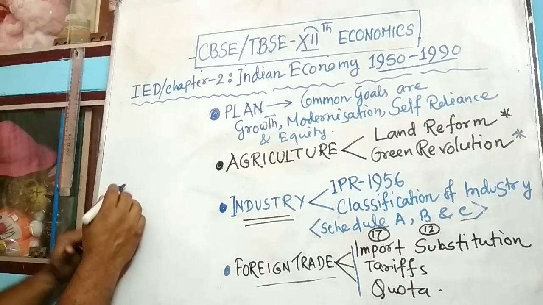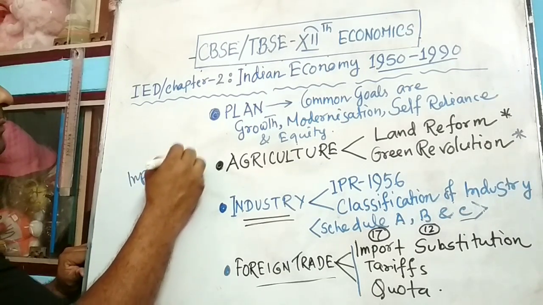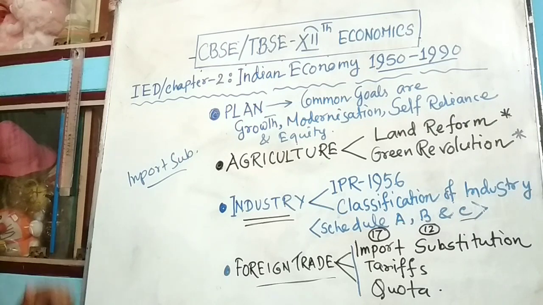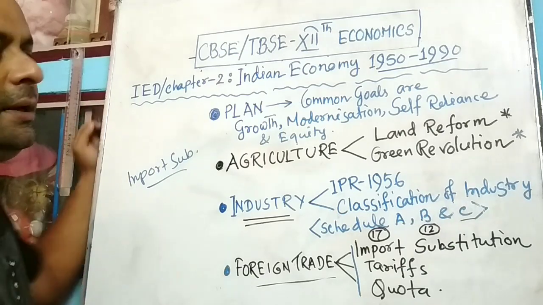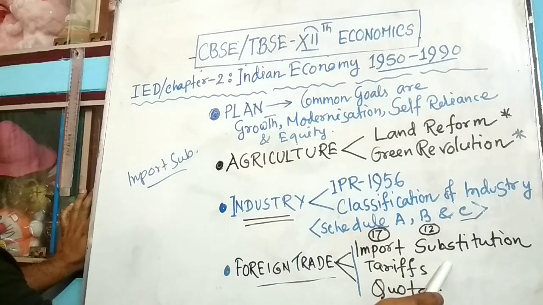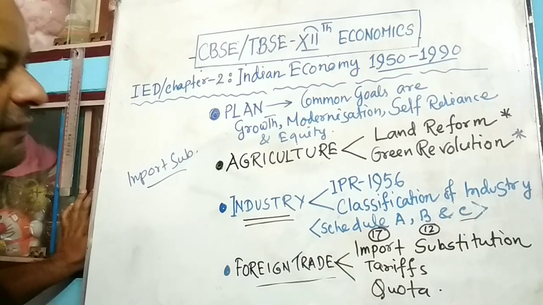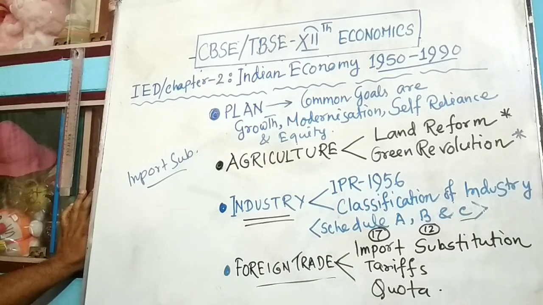For export promotion, or to protect the domestic producer, government follows these three important items. One is import substitution. Import substitution means to produce the importable items in our own domestic country. Means what? Which goods we used to import from other countries earlier, now we are producing in our own country. This is import substitution. By this, our domestic producers are getting advantage. They can produce their commodities in the domestic country and sell them. So they are benefited.